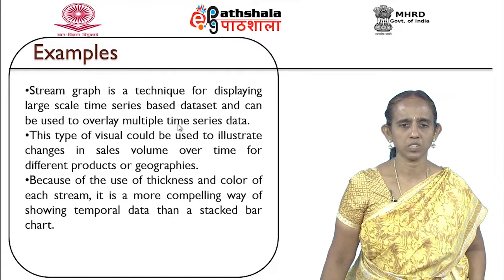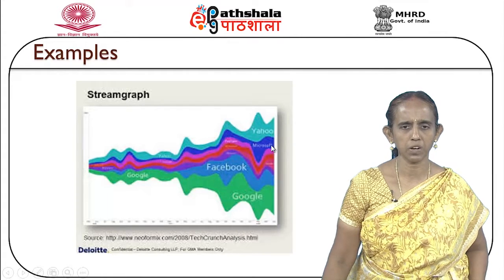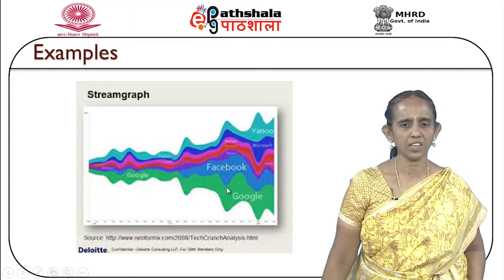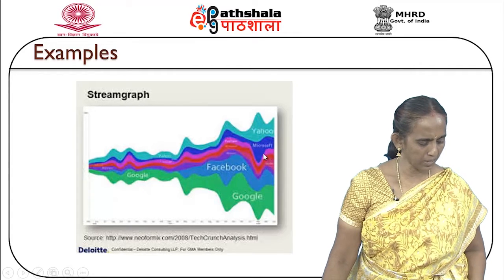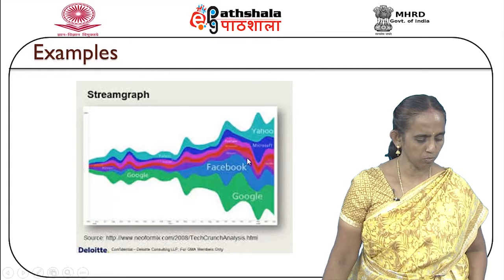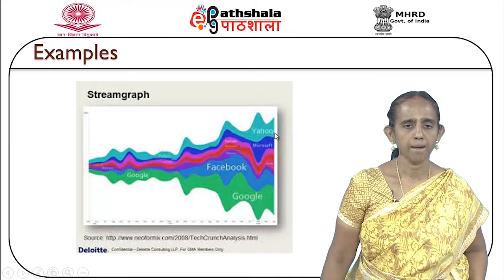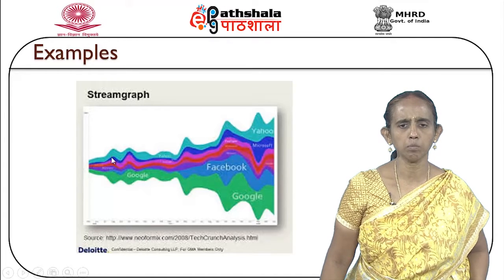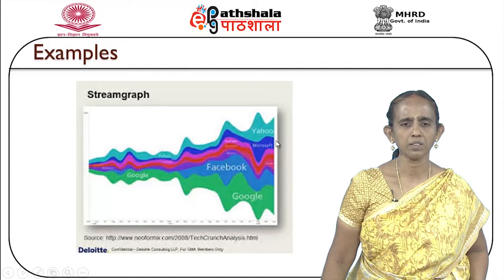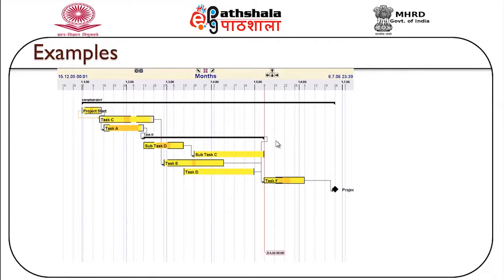Because of the thickness and color of each stream, it is a more compelling way of showing the temporal data than a stacked bar chart. So this is an example of a stream graph where we can see how much each and every data set has been viewed by the entire person. So this is the kind of data set: Facebook, here comes Google and Yahoo with respect to time. So this is the starting time, this is the end time over which the data has been taken. This is another example of the data set which shows the project starting time with what are the tasks that are completed and when they were completed. Till the project ending time, we can see what are the various subtasks and when those subtasks were being completed or implemented with respect to the time series data.